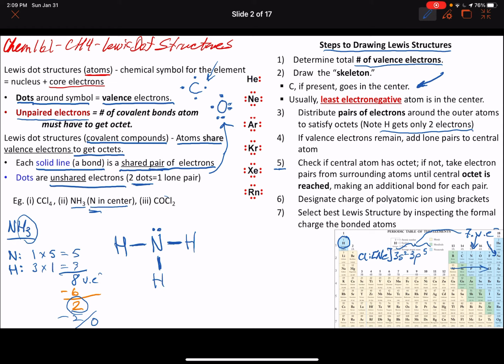Now we have to check if the central atom has an octet, rule 5. If not, take electrons from pairs surrounding the atoms. Okay, so looking at nitrogen, I see 2, 4, 6 electrons in the covalent bonds, and an additional 2 as a lone pair at the top position. So that's 6 plus the 2, that's 8. We do have an octet at that central nitrogen. So we are good there.